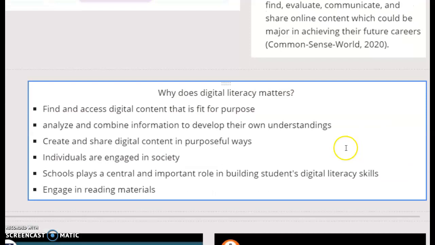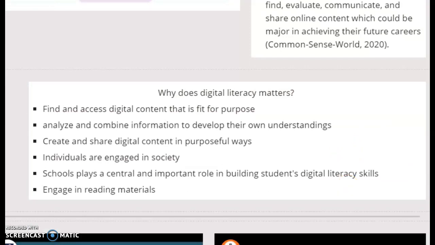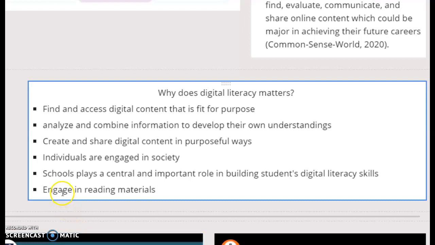Why does digital literacy matter? Digital literacy matters for a number of reasons. It allows us to find and access digital content that is fit for purpose. It helps us analyze and combine information to develop our own understandings. It helps us create and share digital content in purposeful ways. It helps individuals stay engaged in society.